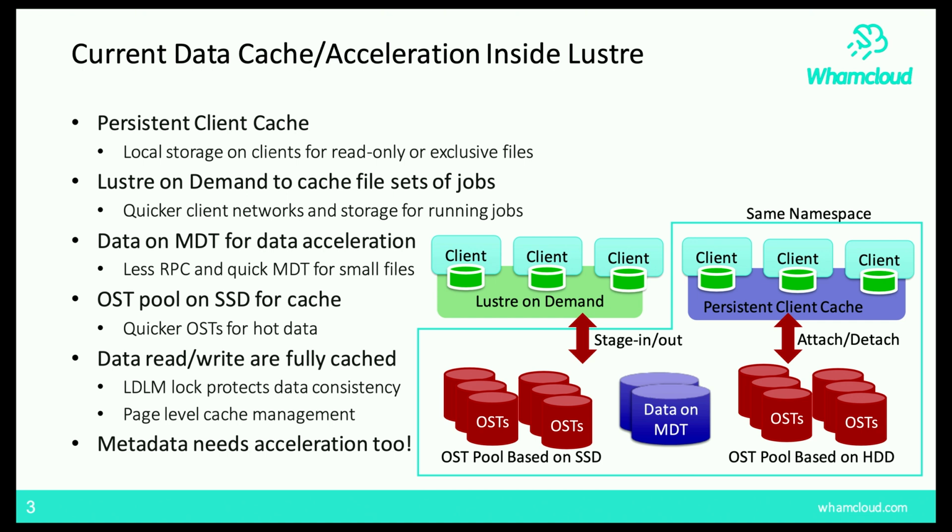We also have data on MDT for accelerating data that comes in small pieces. So you go to MDT and get all your data together with metadata, reducing RPC latencies and stuff like that, which helps for smaller chunks, I guess. We have OST pools for SSDs for cache. So, again, your hotter data goes there, and when you try to fetch it, it's faster than going to the spinning rust.